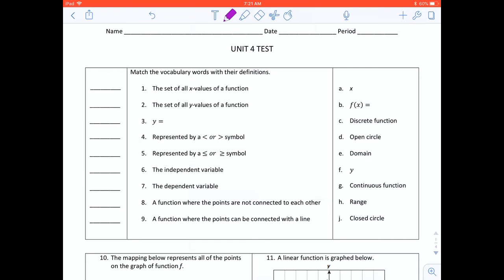Let's look at some key vocabulary here. Let's start with question 1. The set of all x values, that is domain. The set of all y values, that is range.